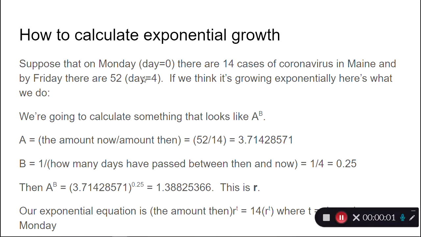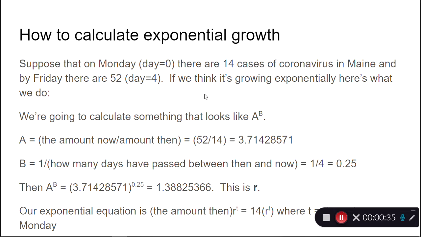All right, so let's learn how to calculate a very rough exponential model to see where this is coming from. And we'll see that this is a simplified model, and we'll look at some actual data towards the end. So the idea is, if I say on Monday of spring break there were 14 cases of coronavirus in Maine, by Friday there were 52, it's traditional to take the first day as day equals zero, day zero. And so counting from Monday, day 0, Friday is day 4.